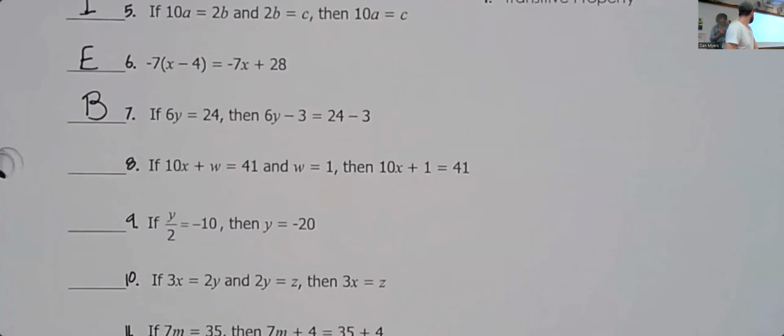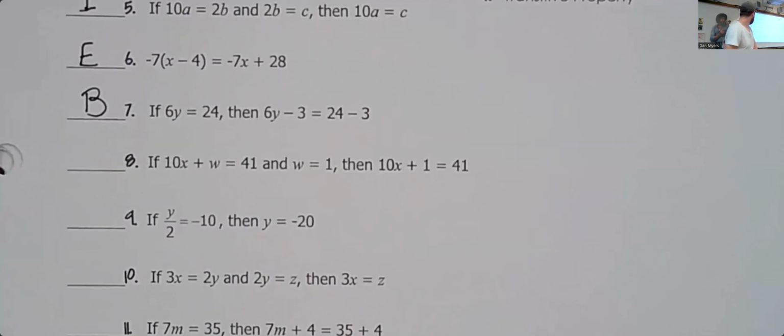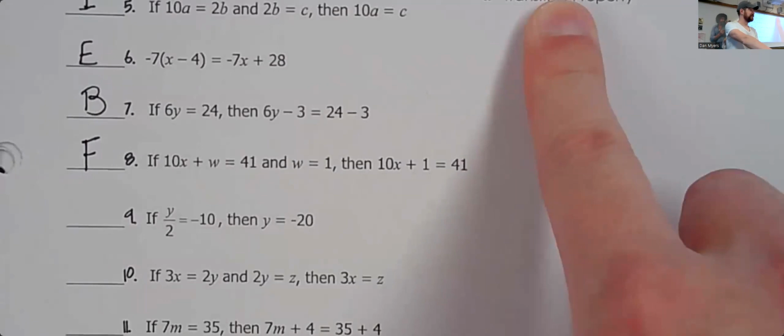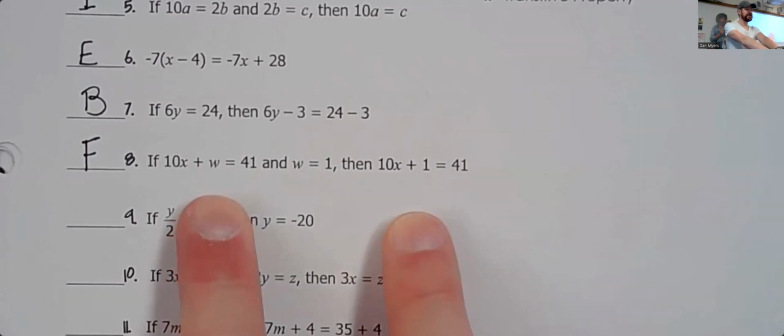Number 8. If 10x equals W and W equals 1, then 10x plus 1 equals 41. That is substitution, yeah. Here's the thing about substitution versus transitive. Because this looks a lot like the transitive property, doesn't it? In terms of how it was structured, right?